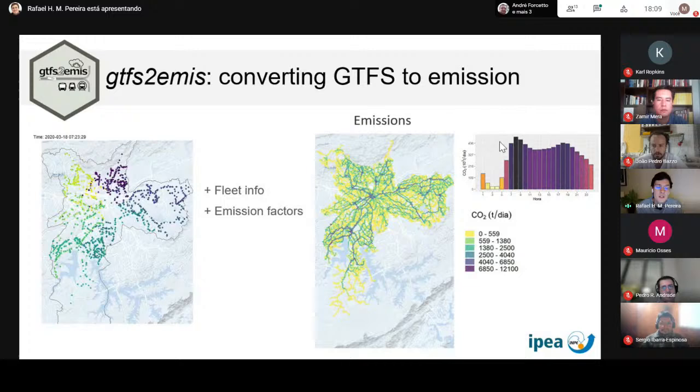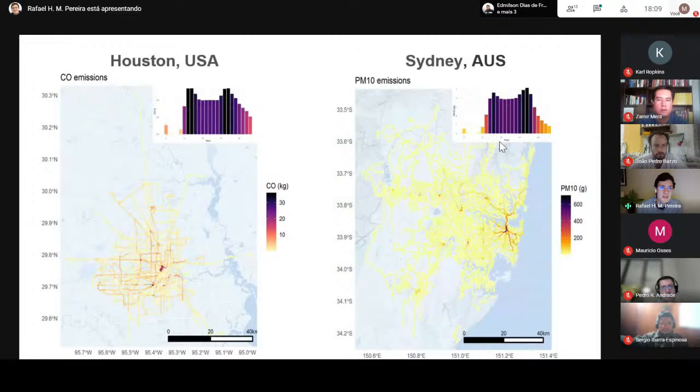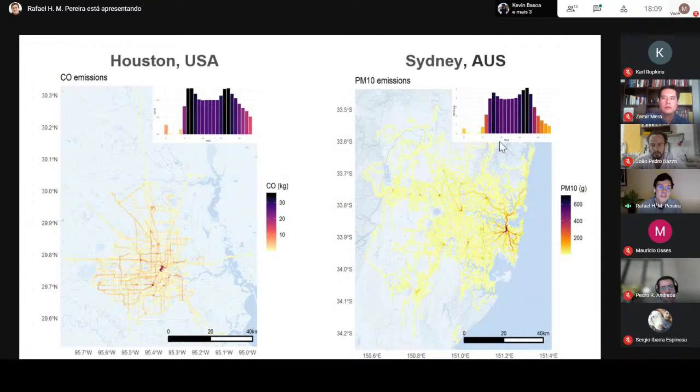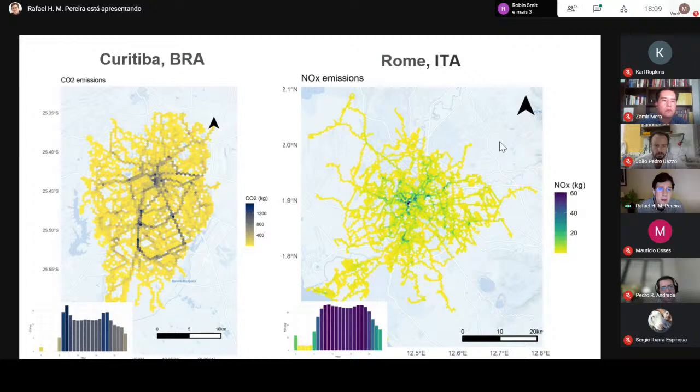A very quick example: we have here some estimates of CO2 emissions for Houston, PM10 for Sydney, Australia. We won't go into detail analyzing each of those cities in my presentation today, but I believe for those of you who are familiar with the cities, you can almost immediately look at the maps and identify the main public transport corridors or city center in these respective cities. We also built some estimates for Rome in Italy, and apologies, for Curitiba in Brazil.